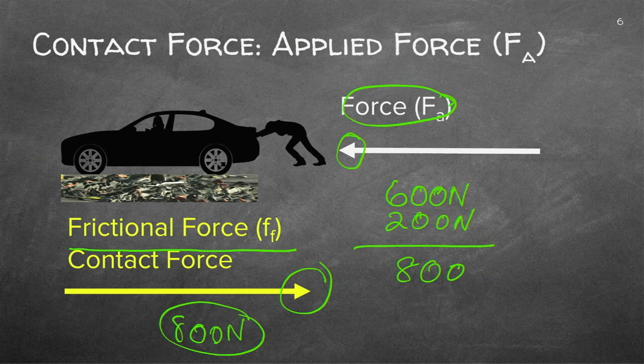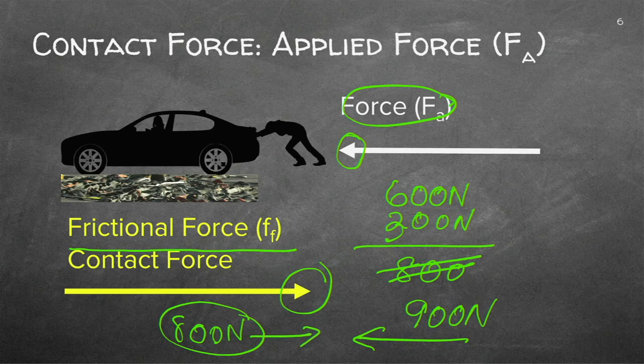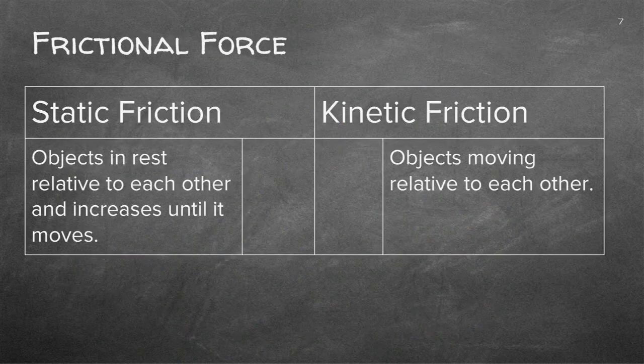If this is, however, 900, then I actually have 900 Newtons exerted to that side and 800 to this, and now this car will start moving. So if you want to push a car, the best thing is to get a friend that's strong and big and can help you push this car so that you can actually overcome the friction. That's the word we use, overcome.